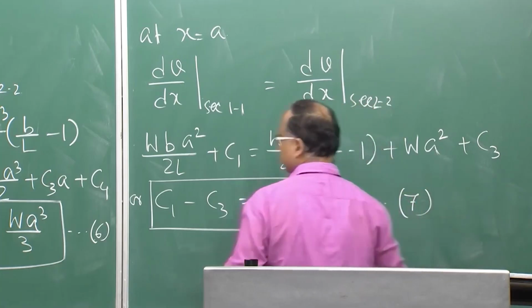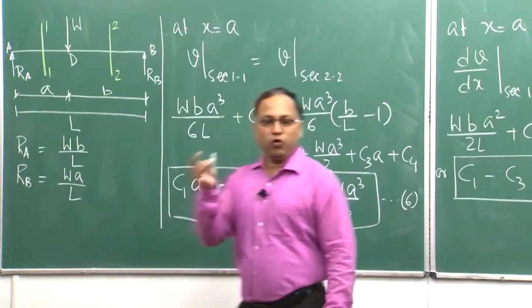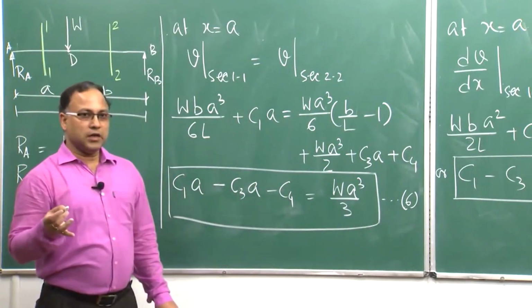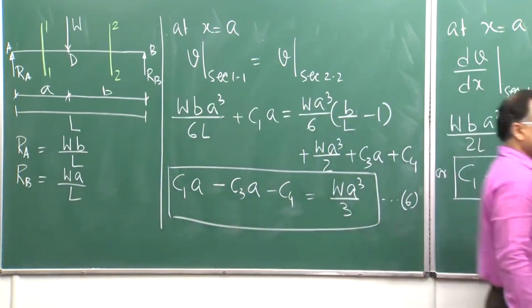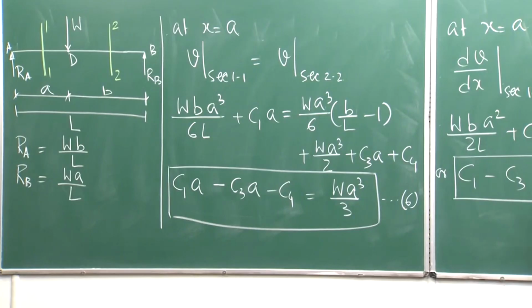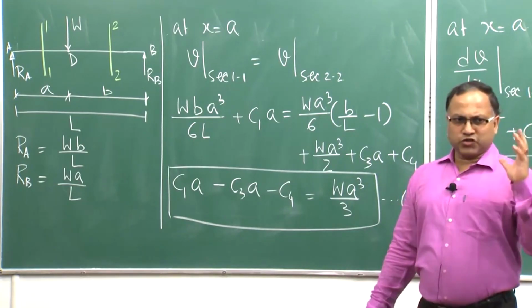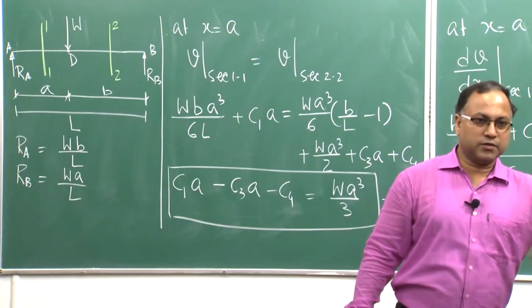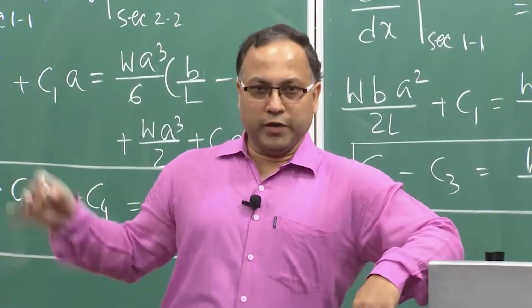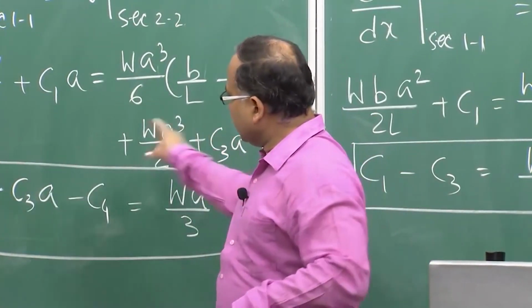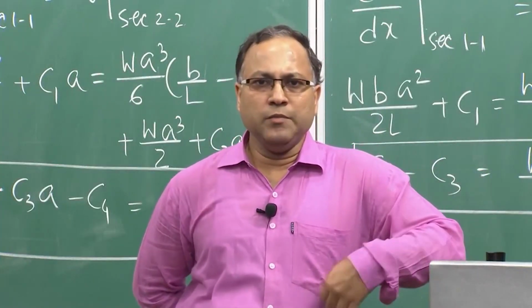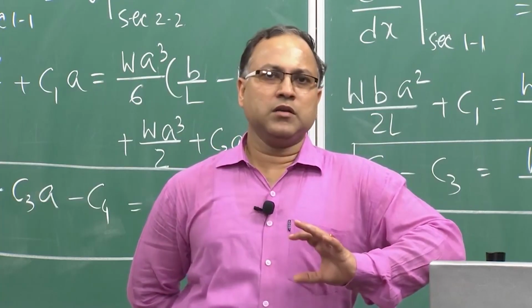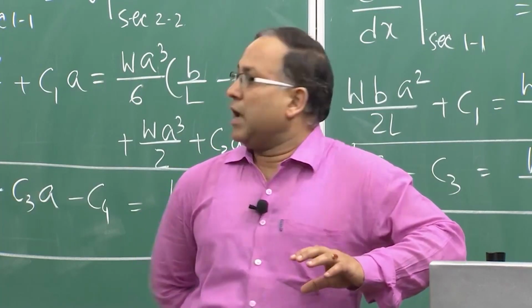Say equation 7. So, you have got 4 equations and 4 unknowns, from which you can find out the magnitude of your integration constants. I will stop here today. In the next lecture, we will be finding out the magnitude of all the integration constants, and then we will impose some special condition to find out the slope and deflection at point D.